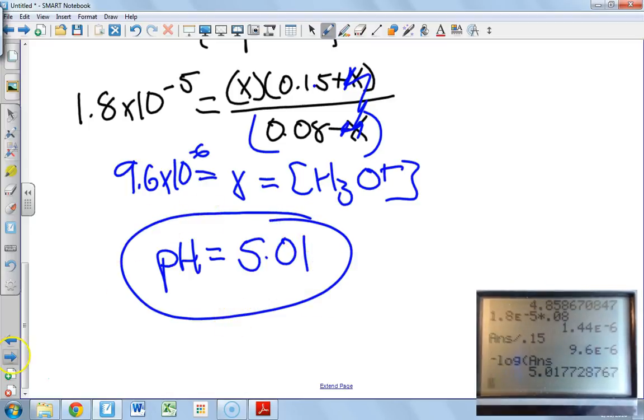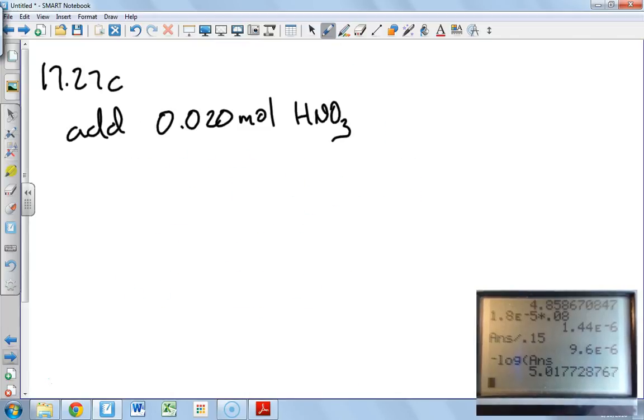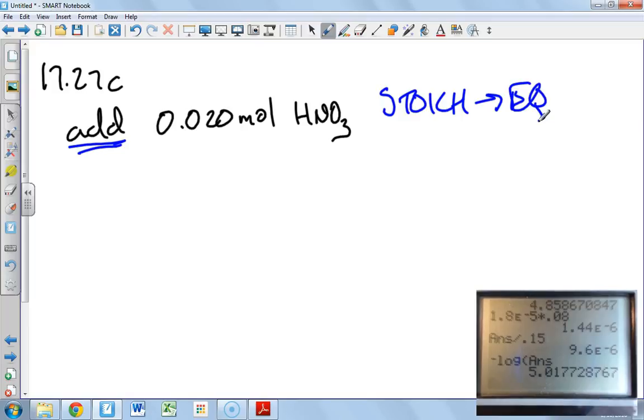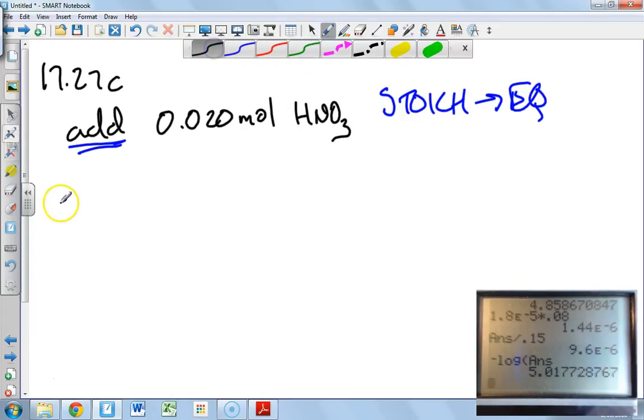Okay, now the last part of this is something a little different. Now we're adding moles of an acid. Okay, now it's the same idea as the last one. Because we have this context clue of add, we know we need to do a stoich followed by an equilibrium step. Okay, so that's going to get us to the answer. Now, in order to do this, our stoichiometry step is going to be the strong acid. Let me make sure that I set this up right.